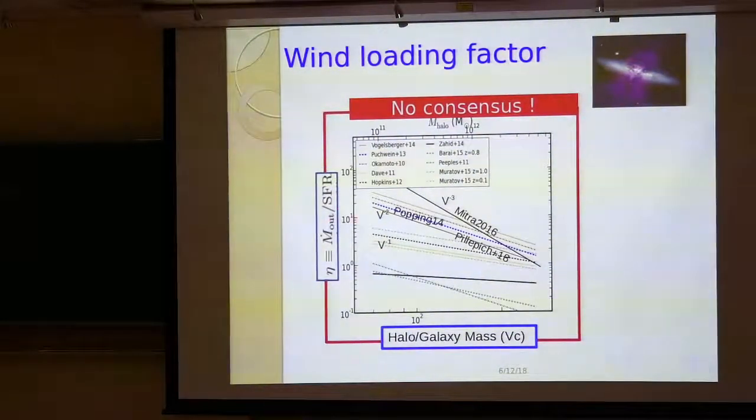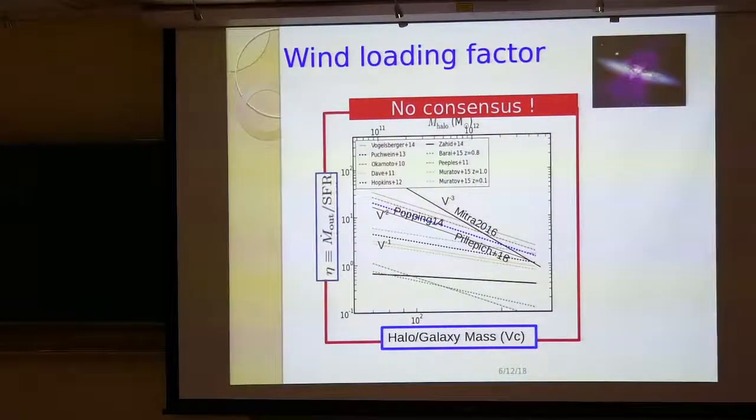This is the ratio between the star outflow rate and the star formation rate as a function of halo mass. You can see here that the different models from different simulations have very different predictions. The FIRE simulation is this line here, the Illustris simulation is that one here, and then you have other predictions from different lines of argument. But there's really no consensus.